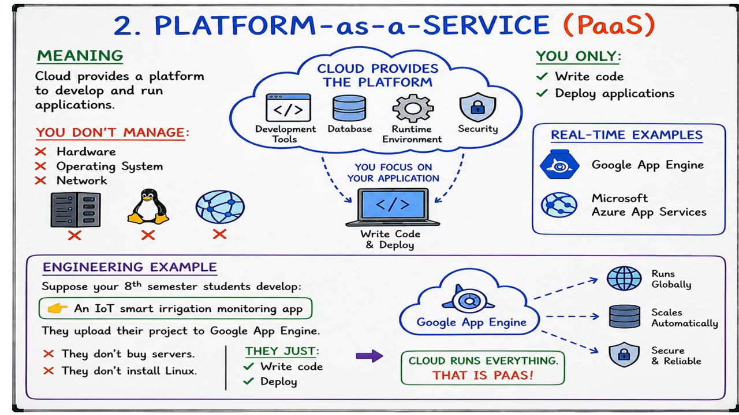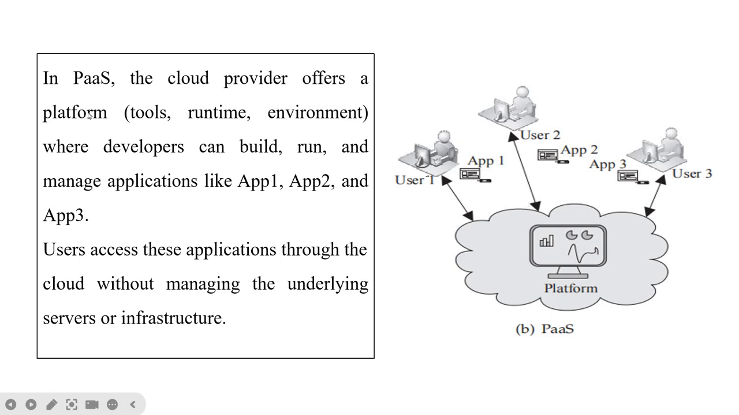So here, this overall image demonstrates that platform as a service is a cloud computing model where the cloud provider manages the infrastructure and platform services, while the developers focus mainly on creating and deploying the applications efficiently. Then here you can see the cloud provider offers platform tools, like tools, runtime, and environment, where the developers can build, run, and manage the applications like App 1, App 2, and App 3. And users access these applications through the cloud without managing the underlying servers or the infrastructure.